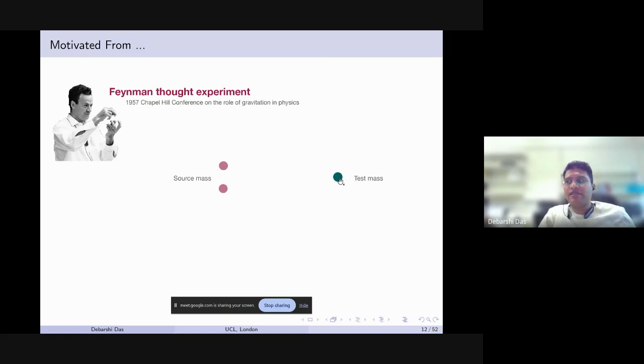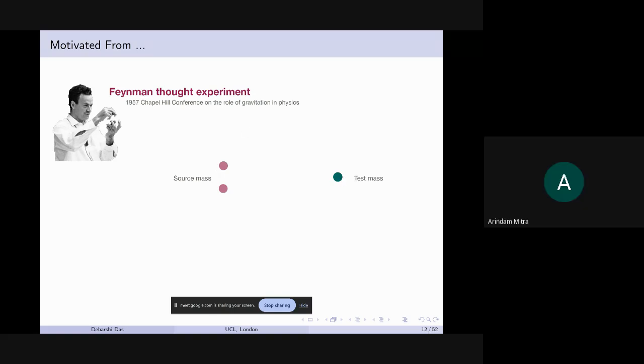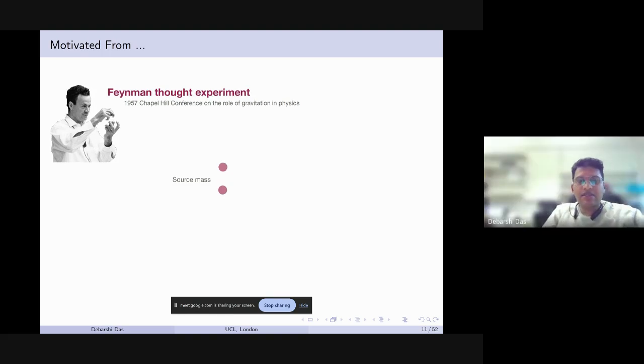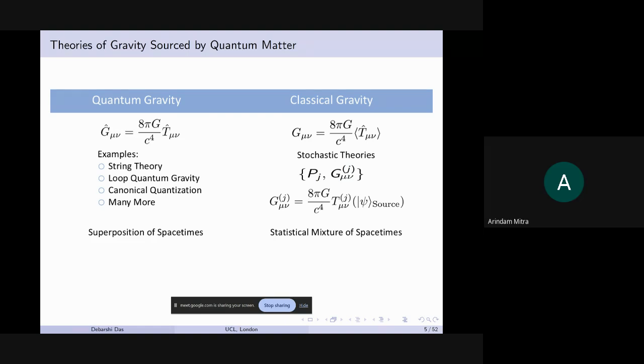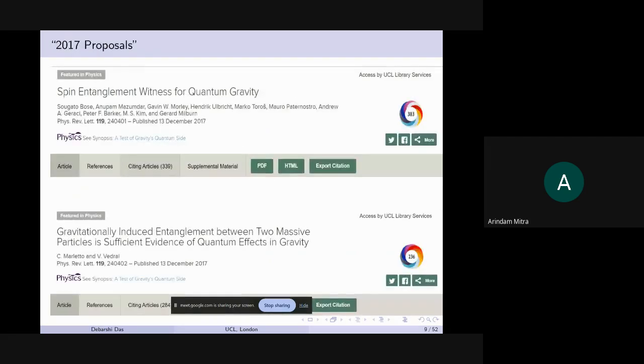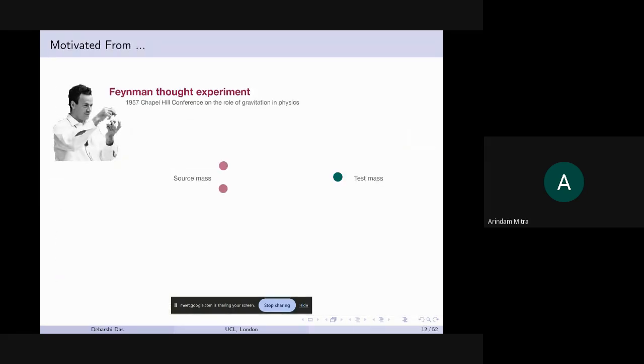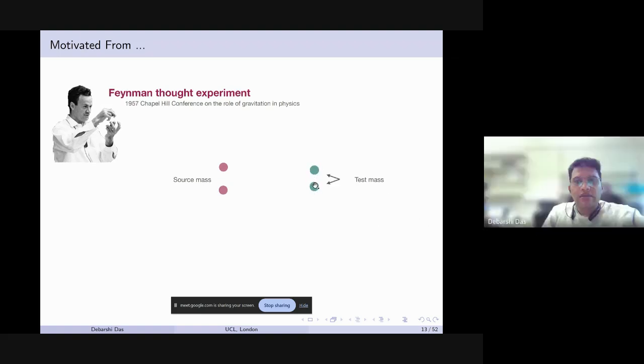If it creates spatial superposition of the test mass also, do you mean that gravity is quantum means that the source mass can be in superposition? These two concepts are not the same. The source mass can be in superposition, as I explained earlier. There are theories where the source mass can be in superposition, but the resulting gravity can be classical. That means the space-time can be a statistical mixture of different configurations. So in Feynman's argument, suppose the source mass is in superposition, but gravity is classical. Then you will not observe this type of superposition of the test mass.